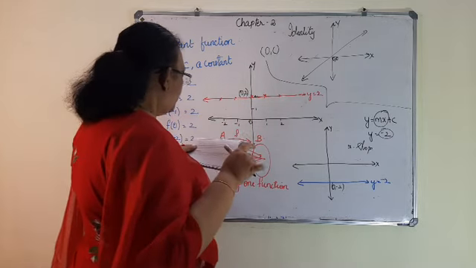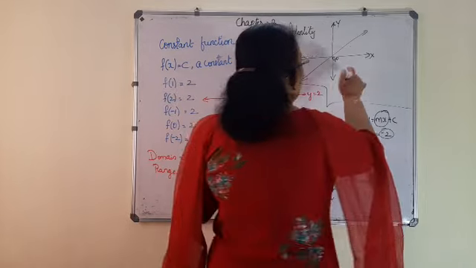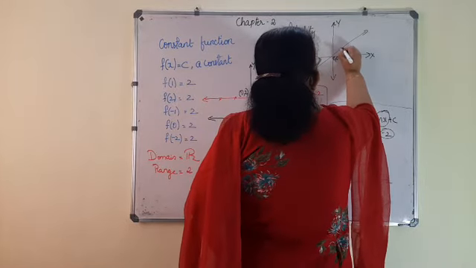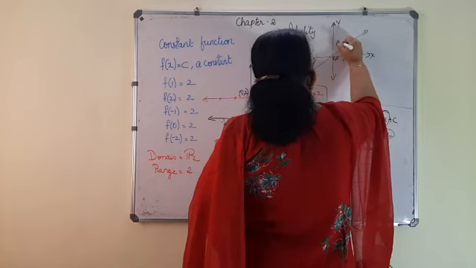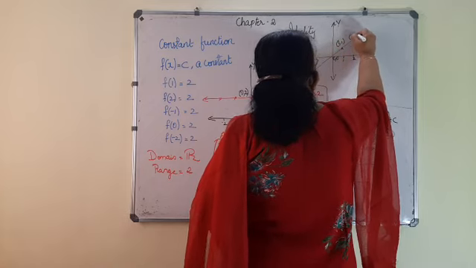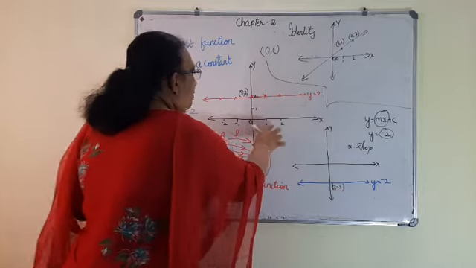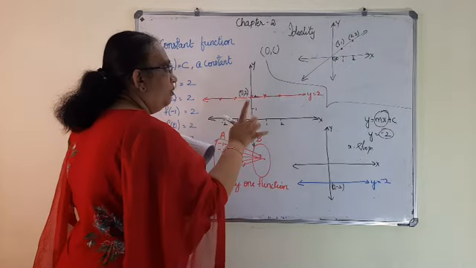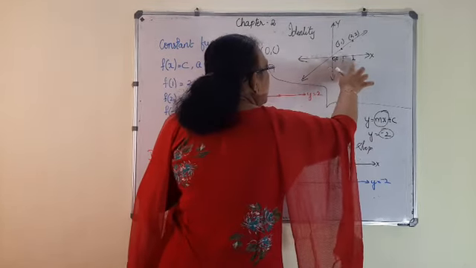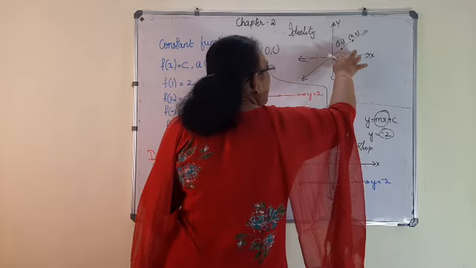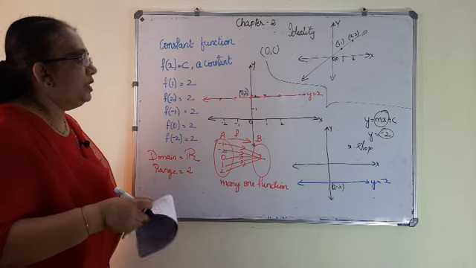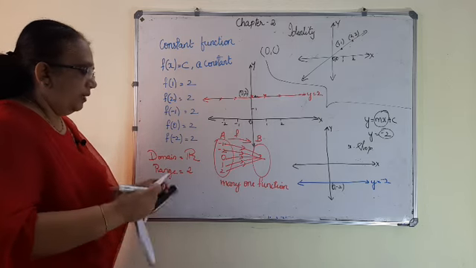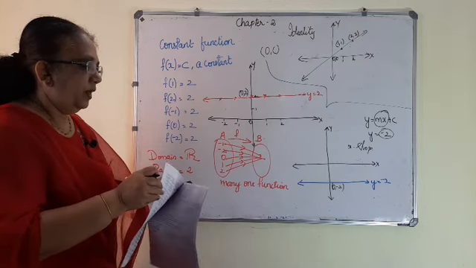Whereas the identity function gives the same output as its input. That is 1, 1, 2, 2, etc. Here, for different values of x, you get the same value for y. Here, different values of x. 1, 1, the same value. 2, 2. The comparison between an identity function and the constant valued function. Next one.